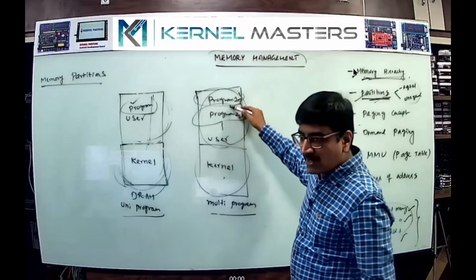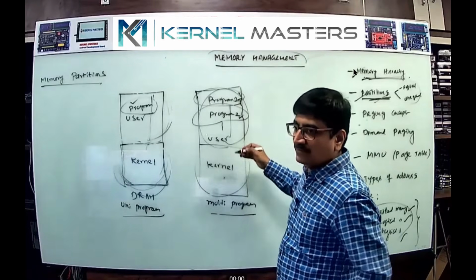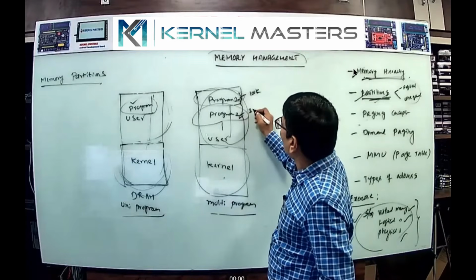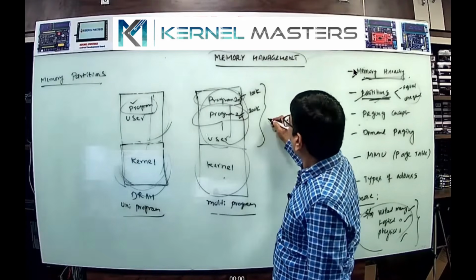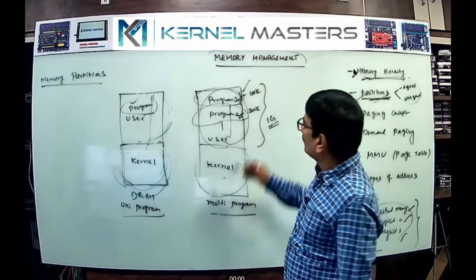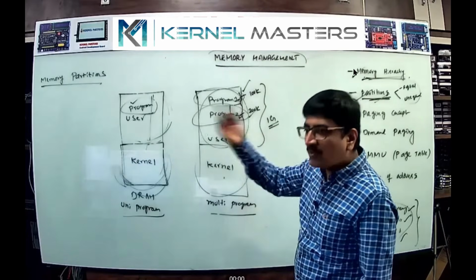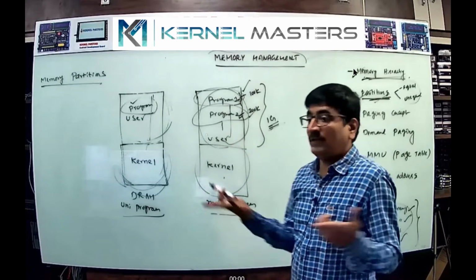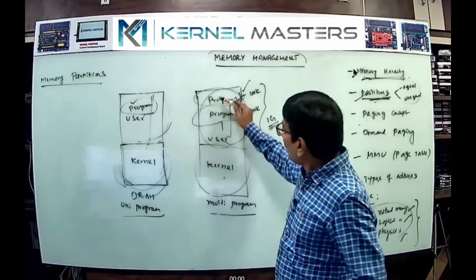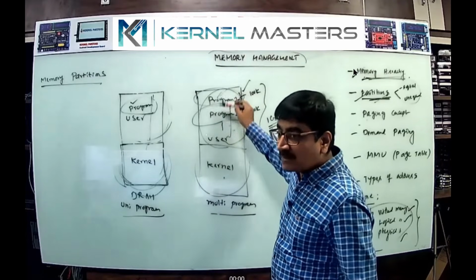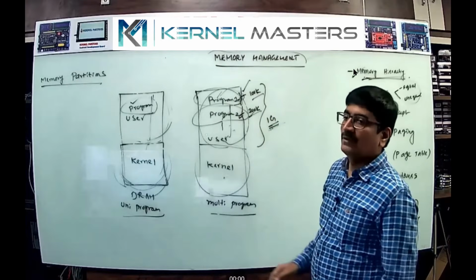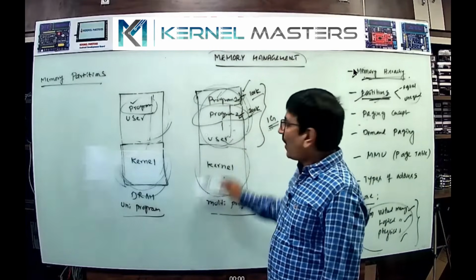The number depends on availability. For example, program 1 is 100 kilobytes, program 2 is 200 kilobytes, and the overall memory available is 1 GB. Out of 1 GB, 100 kilobytes is allocated to program 1 and 200 kilobytes to program 2. Another program may be 300 kilobytes or 150 kilobytes, whatever. You have to allocate partitions, creating partitions of unequal sizes. But creating partitions has some drawbacks.